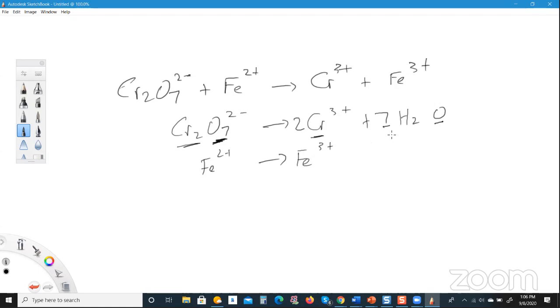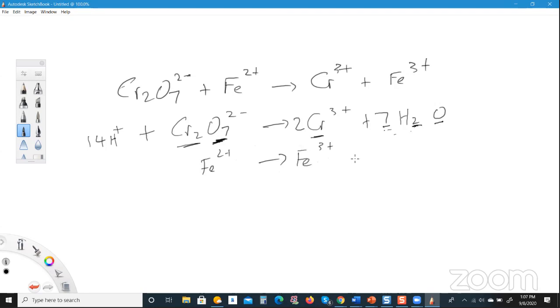So for the first half equation, we have a total of 7 times 2, 14 hydrogens. So that means over here, we add 14 hydrogen ions on the right side to balance with the 14 hydrogens on the left side. Again, in the case of the second half equation, there are no hydrogen atoms, so therefore there's no need for us to balance the hydrogens since there are none.